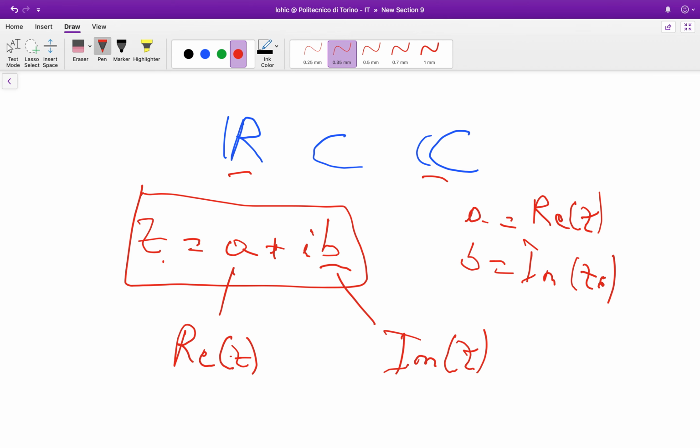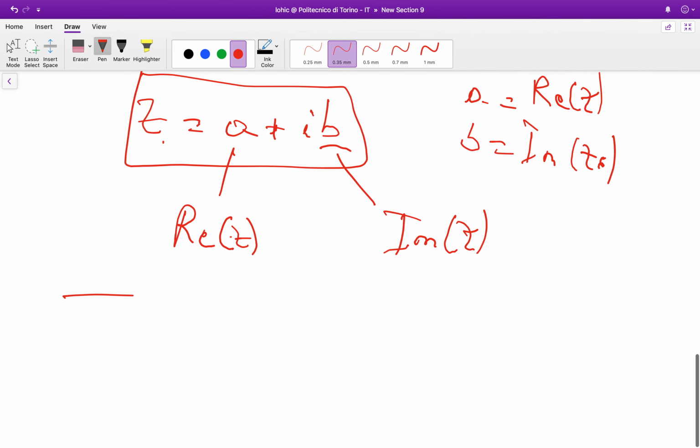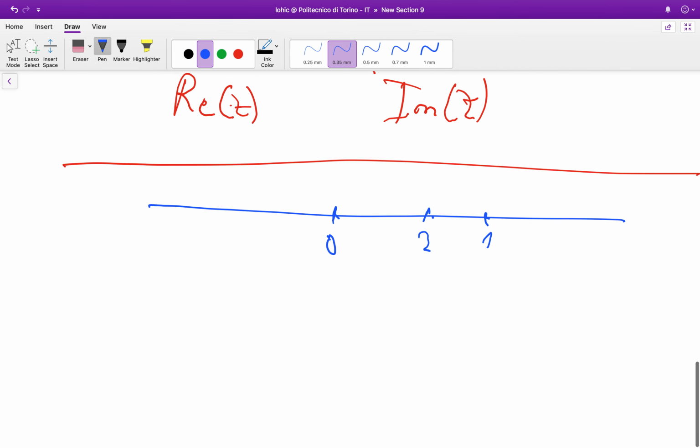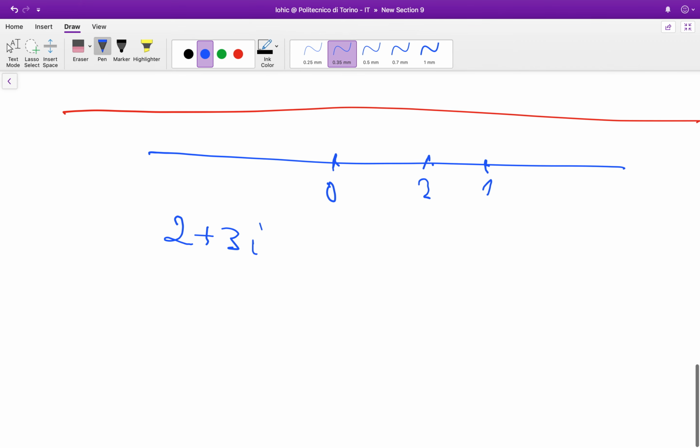Nice. Then what is the next step? How can I represent a complex number? We saw that real numbers we can represent on a line, yes or not? For example, 2, we put it here, 1. But what if I give you 2 plus 3i? How can you represent it?